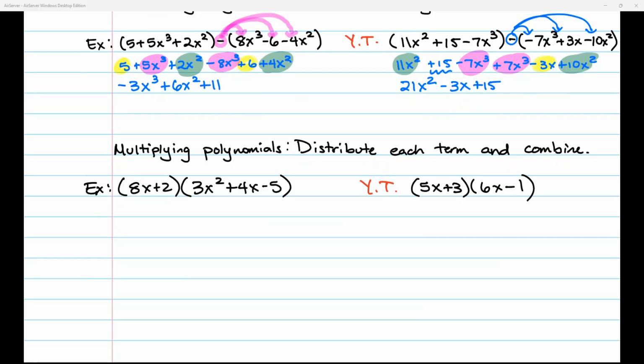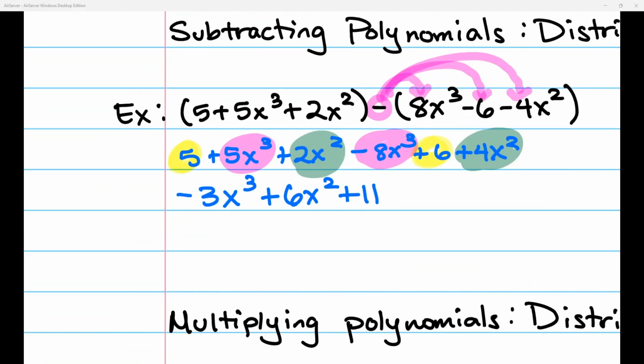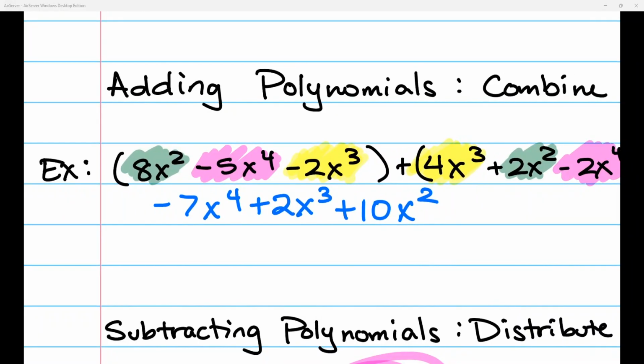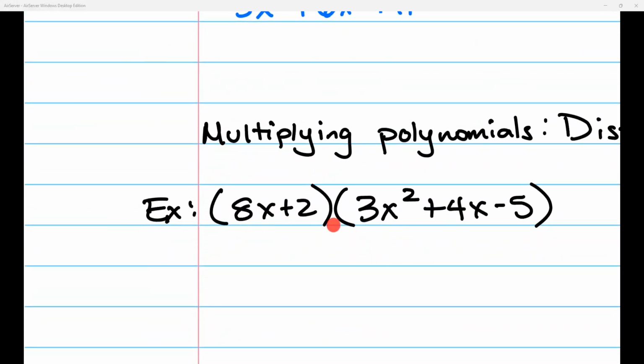So let me start by distributing the 8x first. Notice that there's no symbol in between. This is when you distribute. A lot of times I see students try to distribute here, but there's a plus in between. That just means combine like terms. Here, however, there is no symbol in between. This is when you're supposed to go ahead and distribute. So I'm going to distribute the 8x until I cannot distribute it anymore.